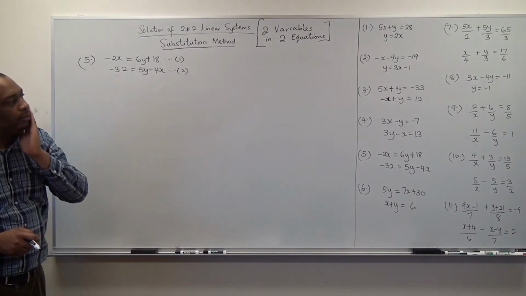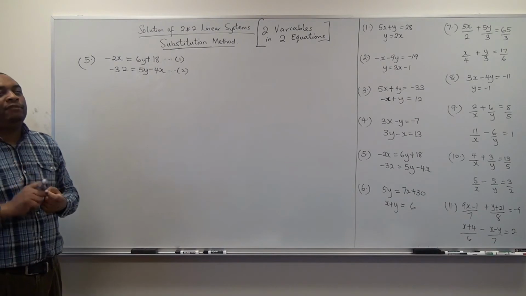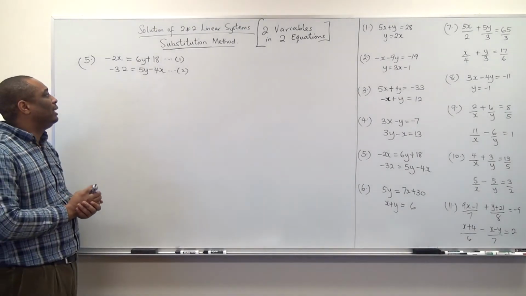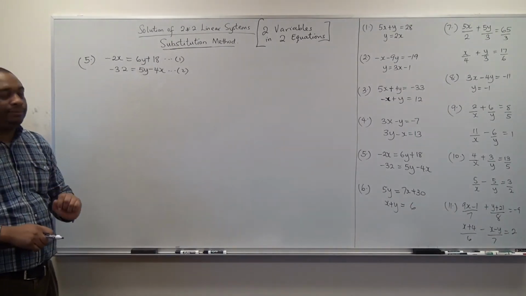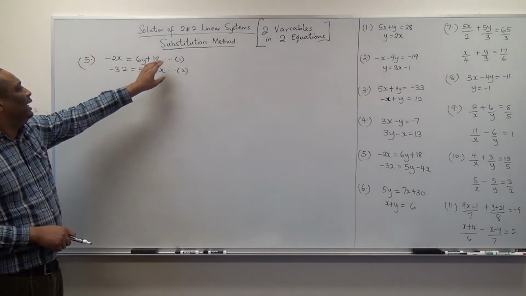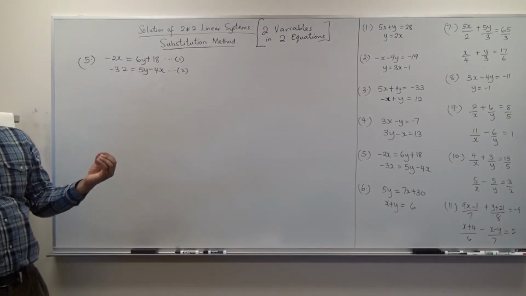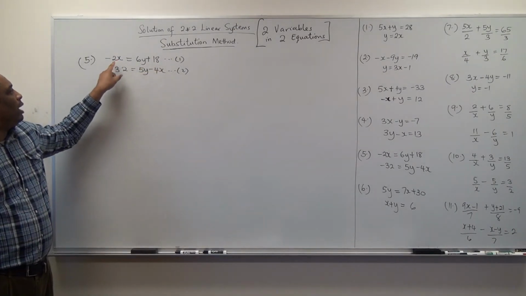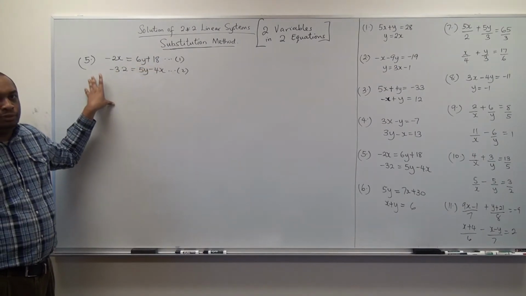Like the former two exercises we did, none of them have a coefficient of 1 or negative 1. So that brings us to another situation. What do we have to do now in this case? We look for the equation that has multiples of the same number. Like if you look at equation 1, you have -2, you have 6, you have 18. They are all multiples of 2.